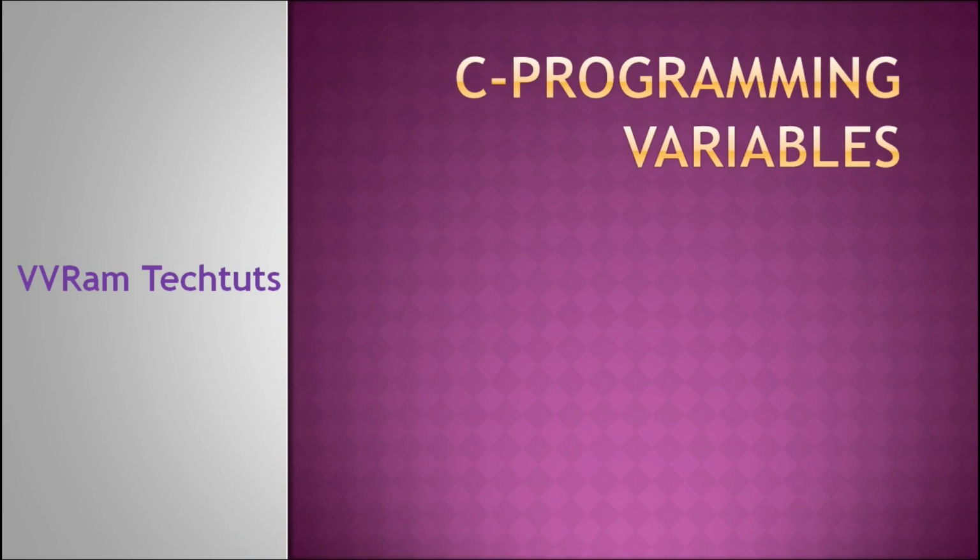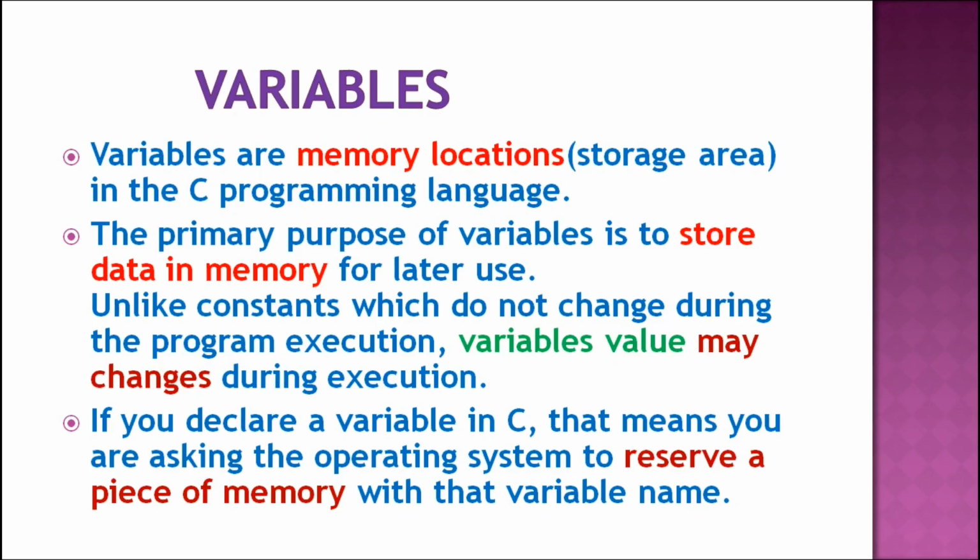In this video, we will learn about variables in the C programming language. Variables are memory allocations, or storage areas, in C. The primary purpose of variables is to store data in memory for later use. Unlike constants, which do not change during program execution, the values of variables can change during execution.